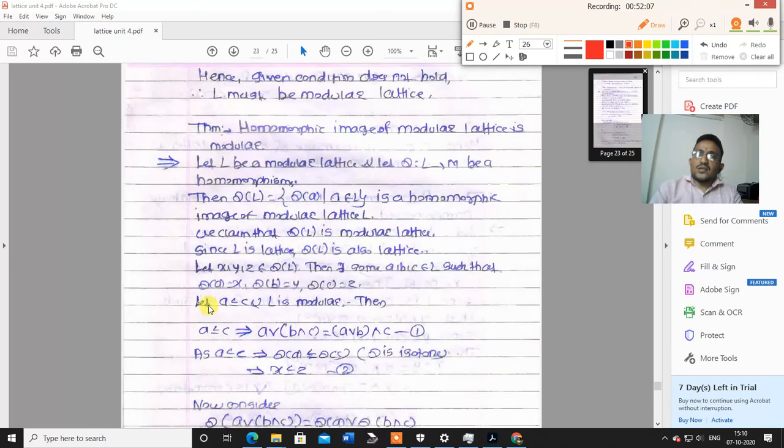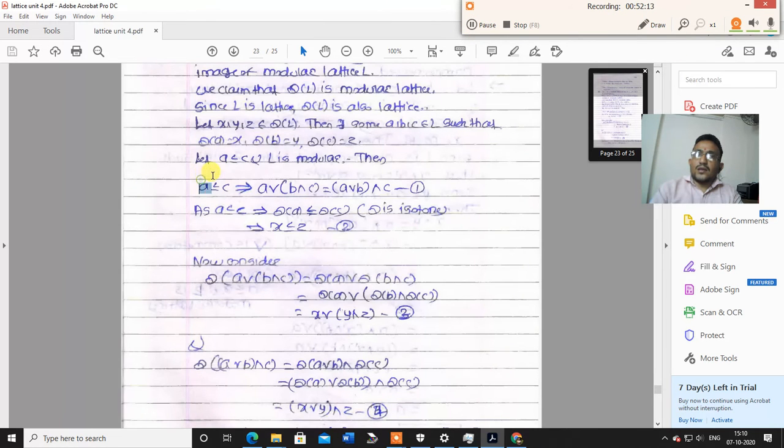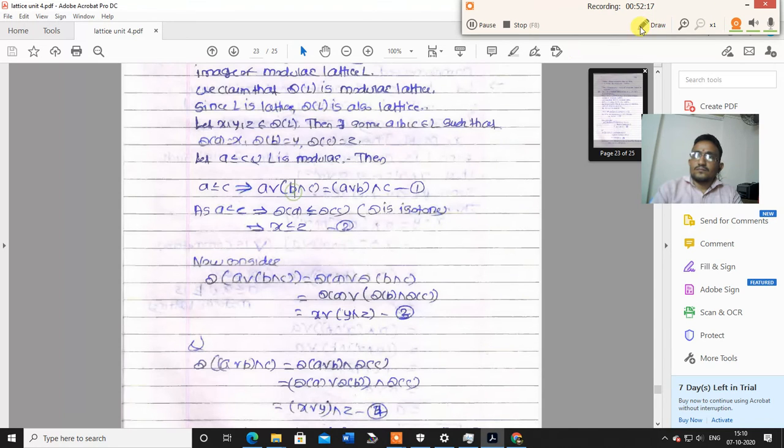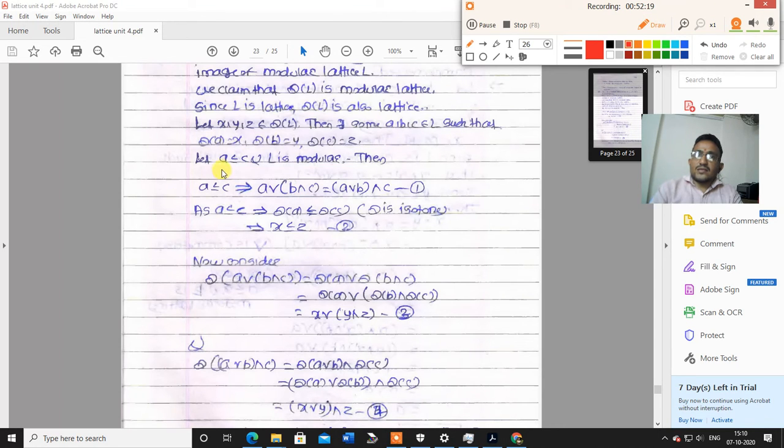Then let A be related to C, and L is a modular lattice. Then by the definition of modular lattice, we can say that A join B meet C is equal to A join B meet C. Call this equation 1.